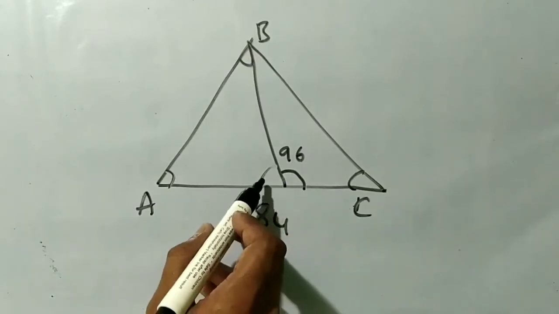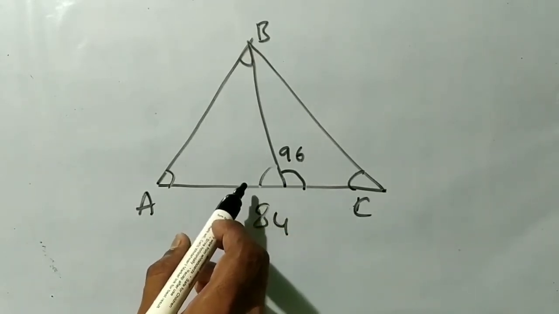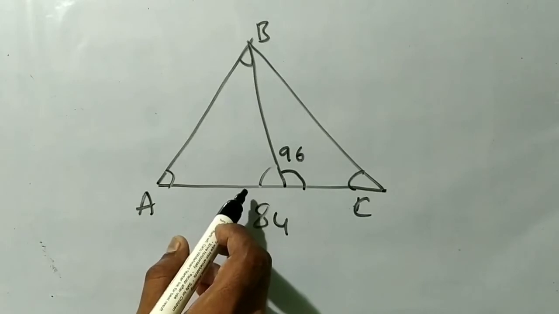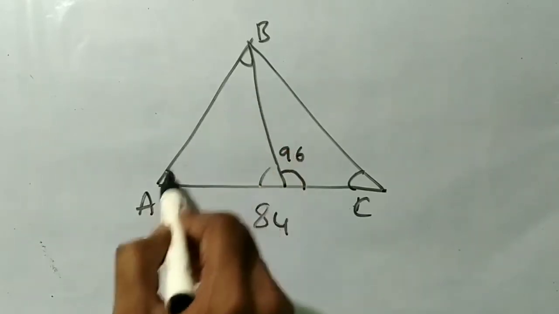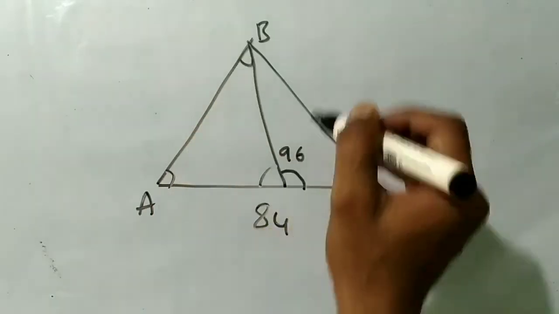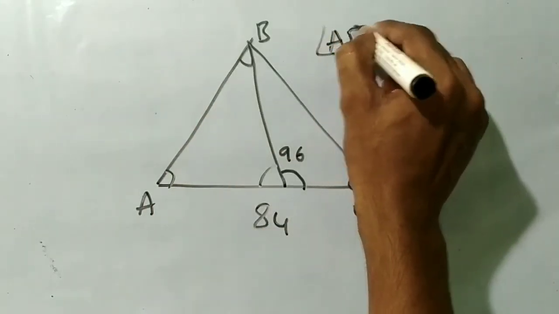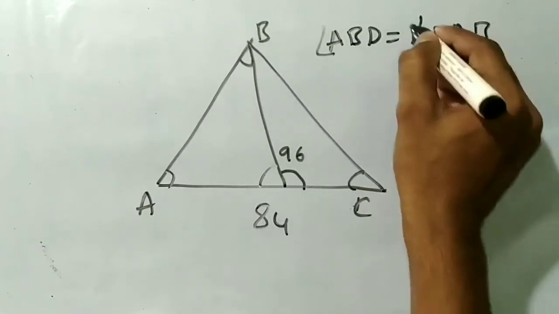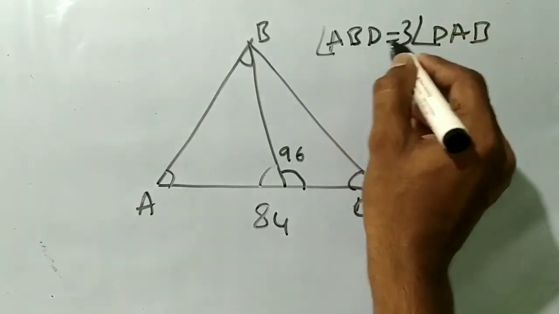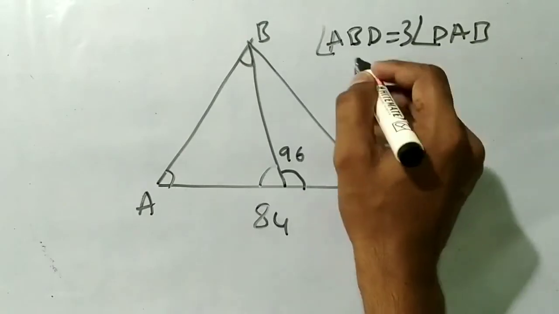In the question that is given, angle ABD is equal to 3 times DAB. So here, let us consider angle ABD is equal to 3 times angle DAB. That is, this angle is 3 times DAB. Let us consider this one as X.